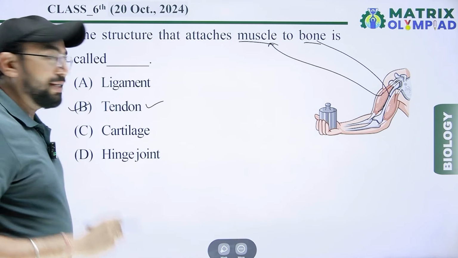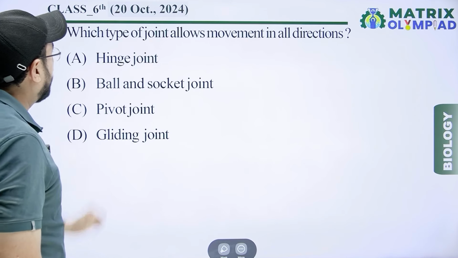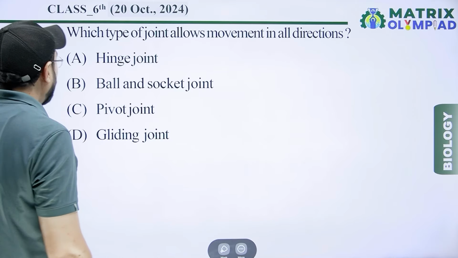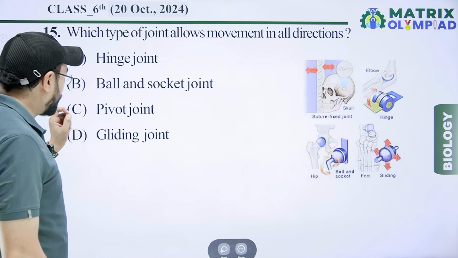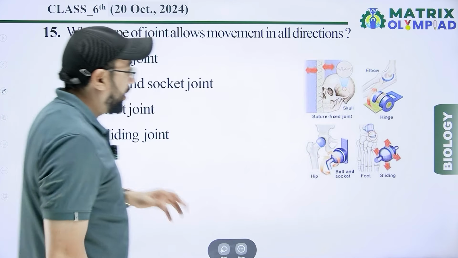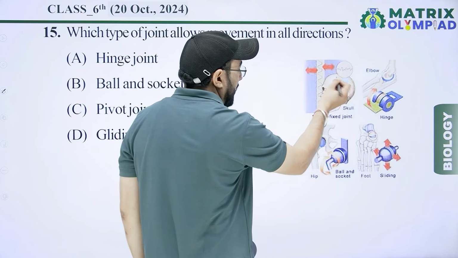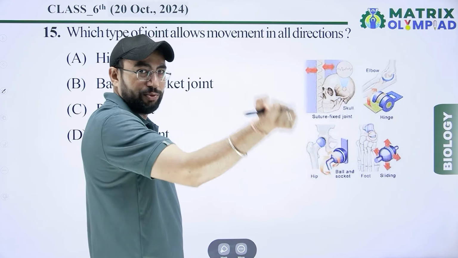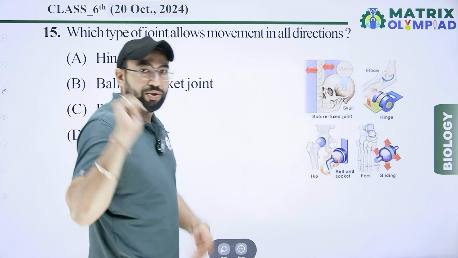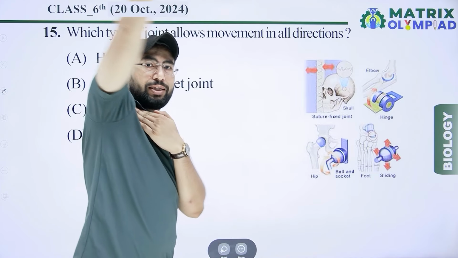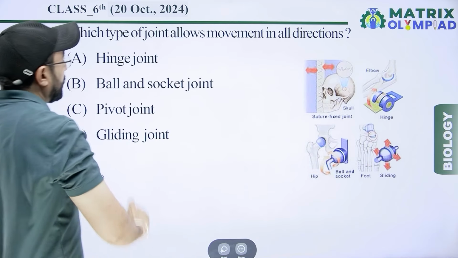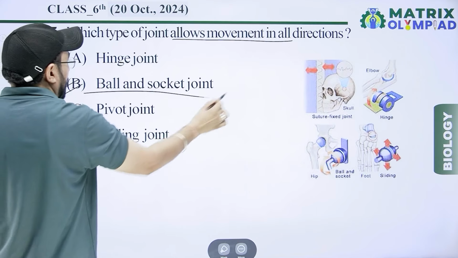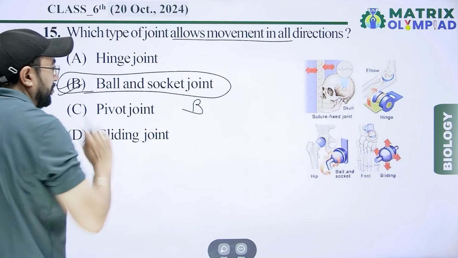Next question. Which type of joint allows movement in all directions? Hinge joint, ball and socket joint, pivot joint, and gliding joint. Suture is a fixed joint in the skull that shows no movement. Next, hinge joint shows one direction movement, and ball and socket joint shows all direction movement. So according to the question, allowing movement in all directions, ball and socket joint is the right answer, option B.